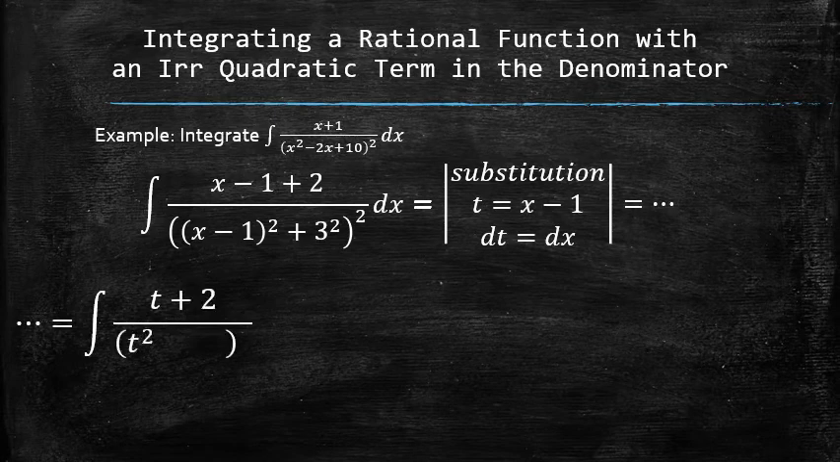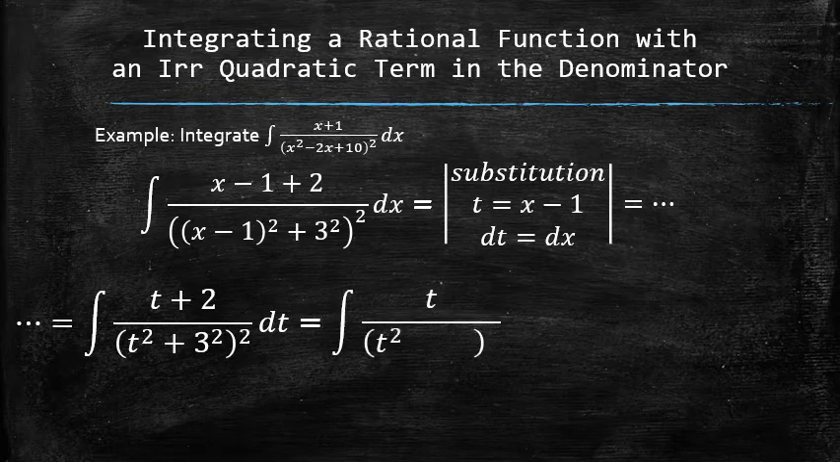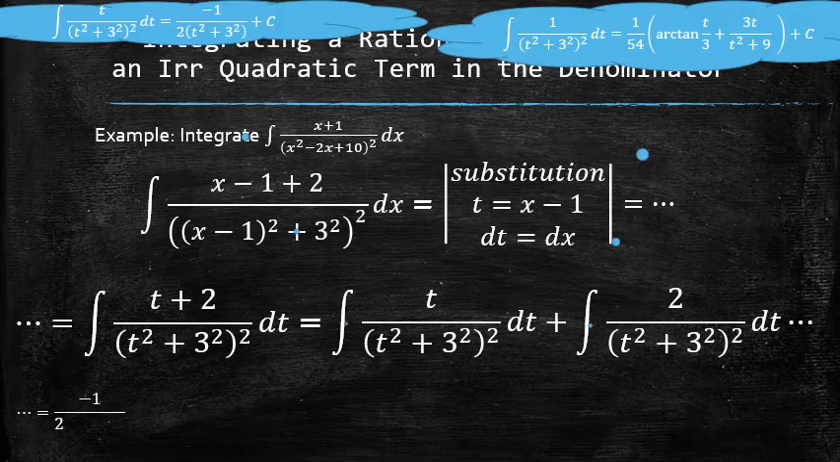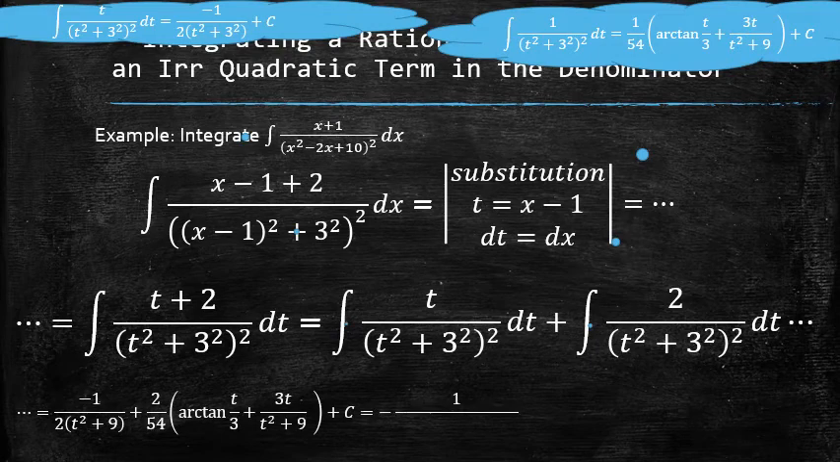As a result, we have an indefinite integral in terms of t of a rational function that we already know how to integrate. We use the linearity property of the integrals and split it into two simpler integrals, each of which we already discussed previously. We continue with the integration process by finding the antiderivatives and replacing t with x minus 1.